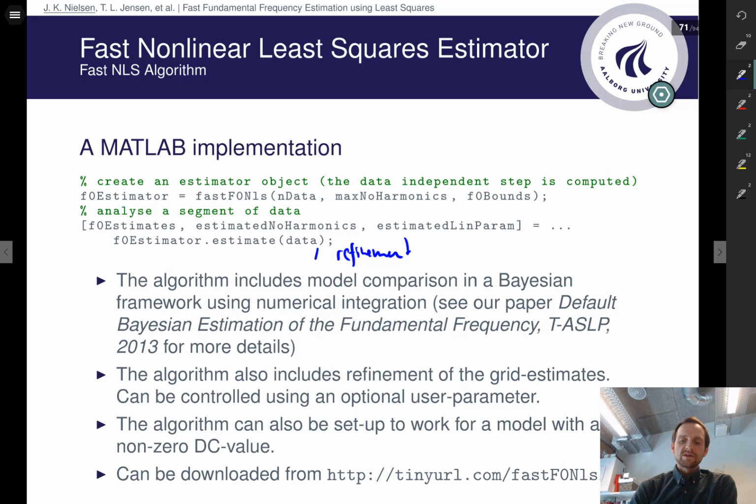I've not described that here, but you can also include a DC term in the signal model. You need to modify the algorithm we have presented here a bit, but you can include an optional parameter at the end that states that I want a DC in my model as well. But the default is that no DC is included.